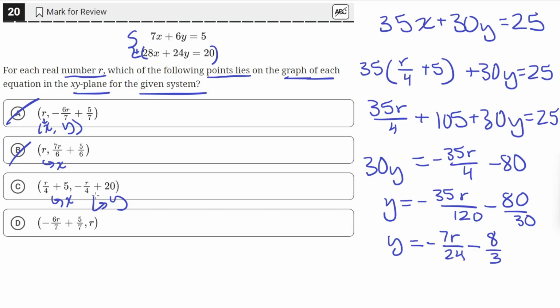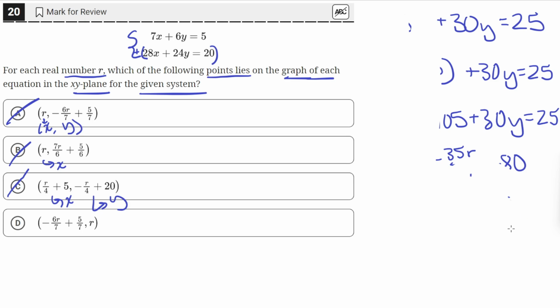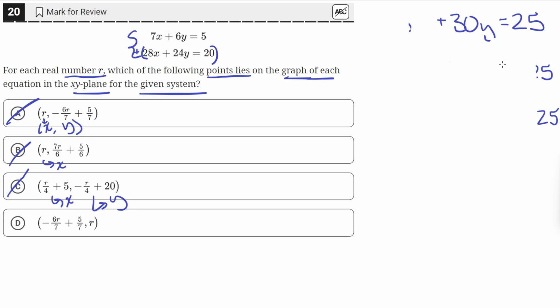And if we look at the answer choice here, it says that when we plug in this value for x, we're supposed to get negative r over 4 plus 20, but clearly this is not negative r over 4 plus 20. So we can rule out answer choice C. So that probably means answer choice D is going to be the correct answer, since we proved that all of the other ones don't give us a correct value of x and y that lies on both of the equations in this system of equations. But let's just make sure.